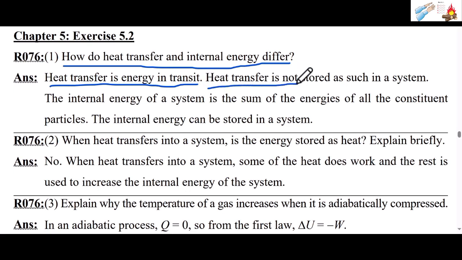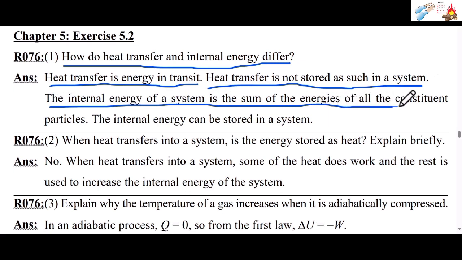Heat transfer is lost to excess in the system. The internal energy of a system is the sum of the energy of all the constituent particles.